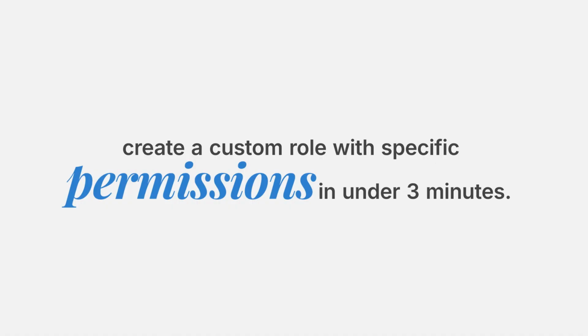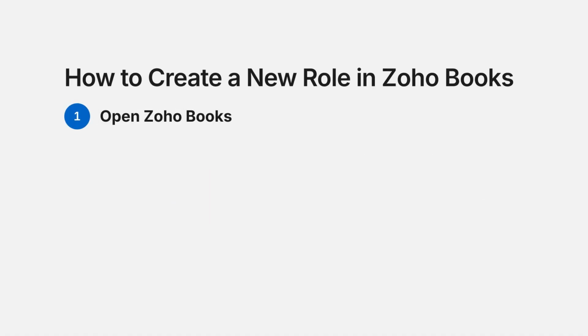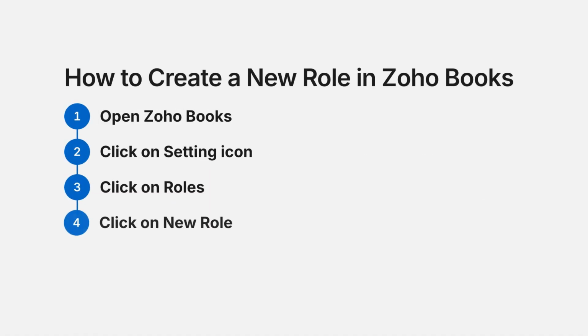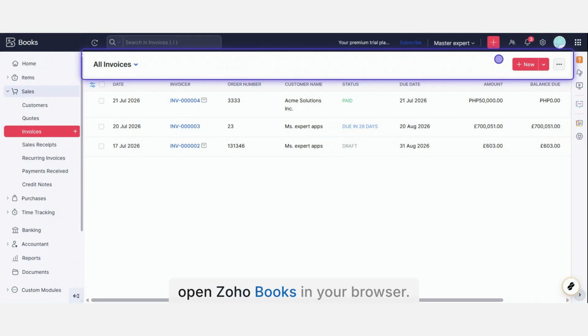Are you tired of giving everyone full access to your Zoho Books account? Learn how to create a custom role with specific permissions in under 3 minutes. I'll show you exactly where to click in Zoho Books to set up a new role, configure module and feature permissions, and save it. To get started, open Zoho Books in your browser.